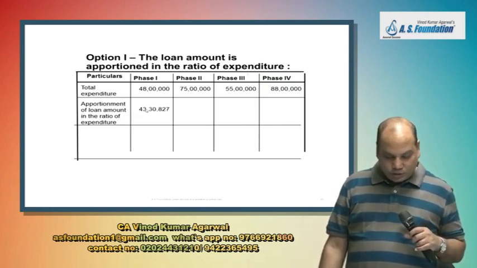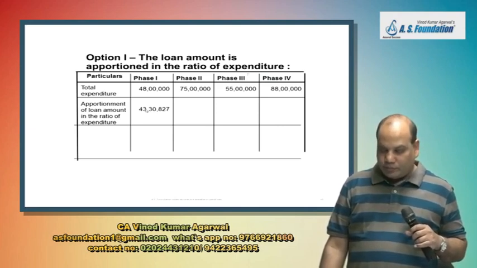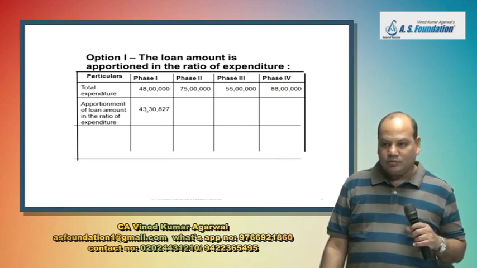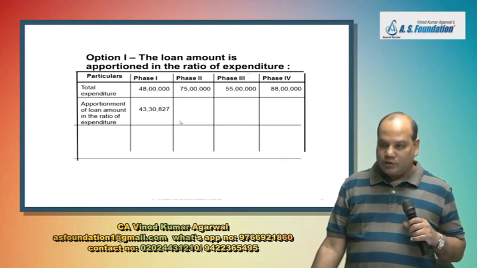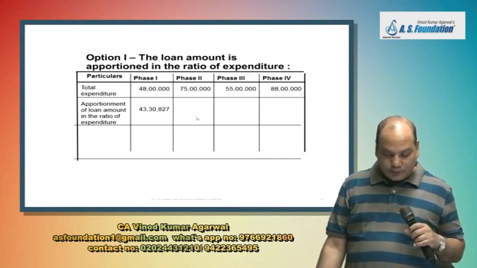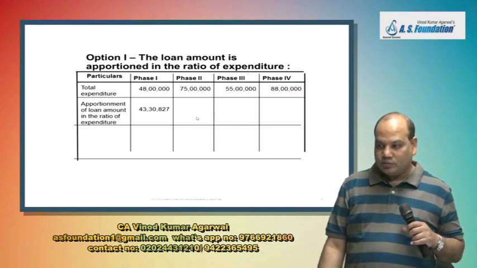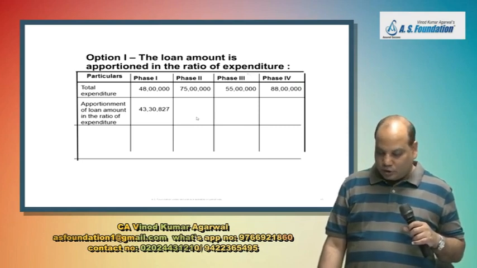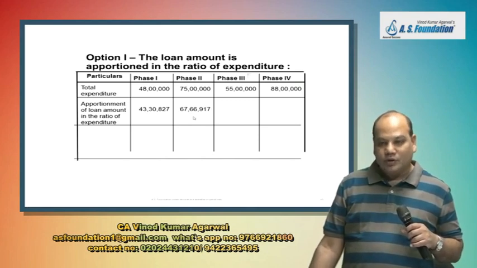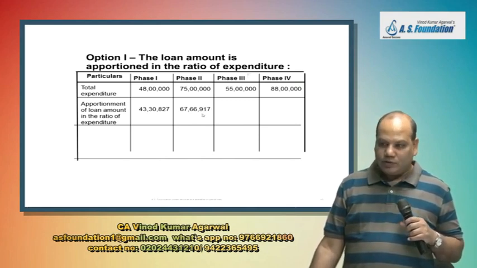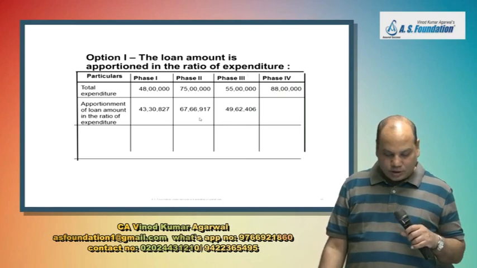So take on your calculator 48 divided by 266 into 2 crore 48 lakh. So it comes to 43 lakh 30,827. Once again, 75 upon 266 into 2 crore 40 lakh. 67 lakh 66,917. Try again.